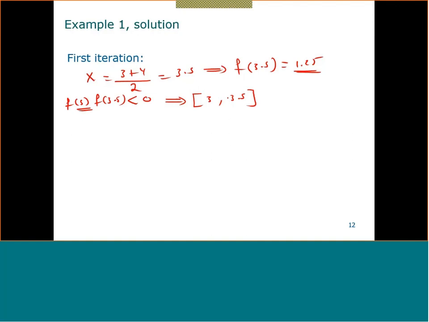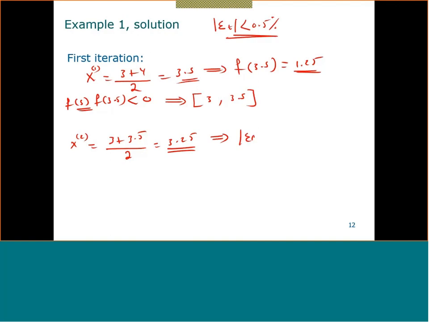If this is my first iteration, then I will find my second iteration, x2, which is 3 plus 3.5 divided by 2, which is equal to 3.25. Now this is my second answer, and this is my first answer. Then let me find the error, which is the criteria. Remember, the criteria said I want to stop if the absolute relative error epsilon t is less than 0.5%. So let's see how much this error is. Epsilon t is equal to the absolute value of the current answer, 3.25, minus the previous one, 3.5, divided by 3.25, times 100, and you see that this is equal to 7.69%.